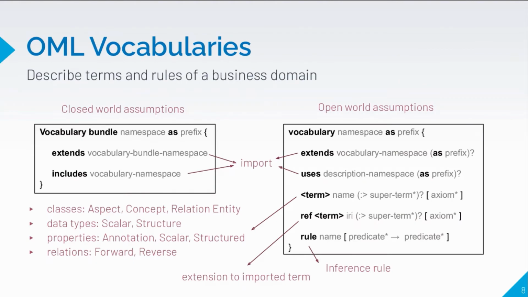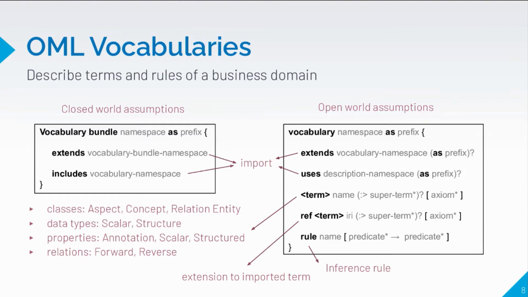I'll show you what a typical vocabulary looks like in OML. On the right-hand side, you see a vocabulary defined with a globally unique namespace and a local prefix for that namespace. Vocabularies can extend each other, can import each other, so they can build on top of other vocabularies, or they can also use some standard library of instances, descriptions. A vocabulary defines terms, so think of a vocabulary as a terminology or a meta model. So it defines terms. These terms could be classes, data types, properties, or relations.